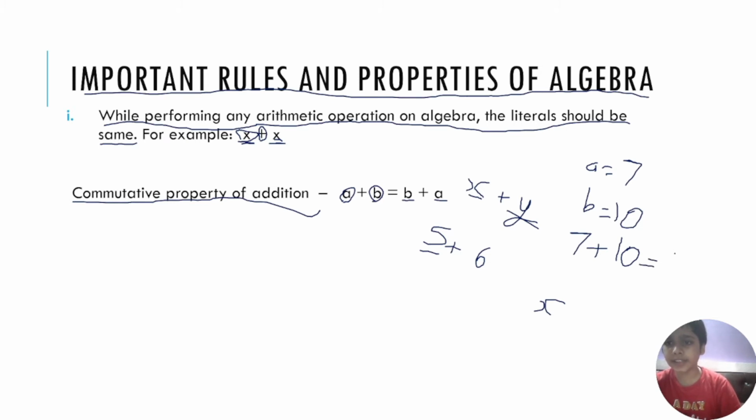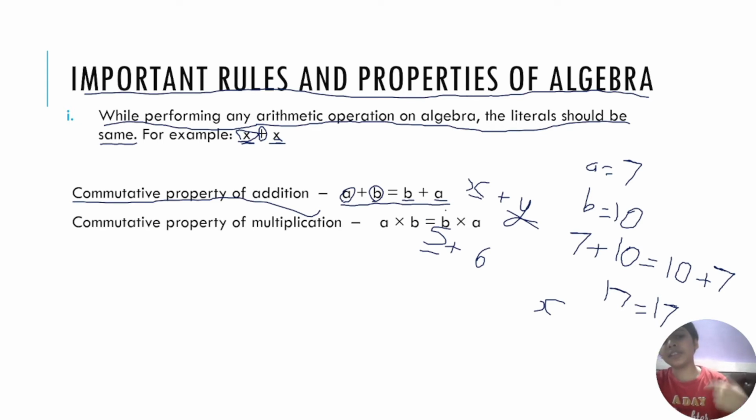Ten. A is 7. So 7 plus 10 is equal to 10 plus 7. Now we'll see if they are equal. 7 plus 10 is 17 and 10 plus 7 is also 17. That means the property is correct: a plus b is equal to b plus a. Now let's see the second property.